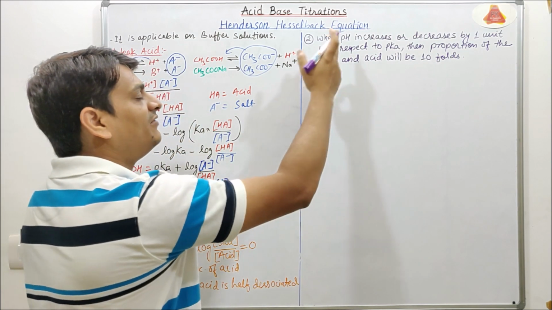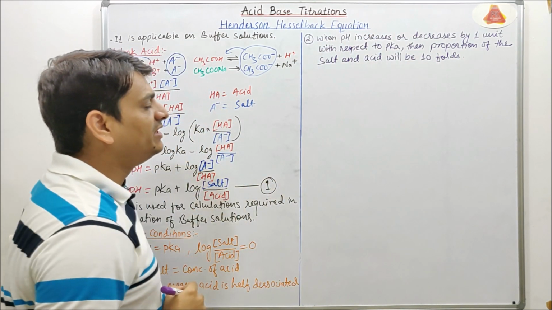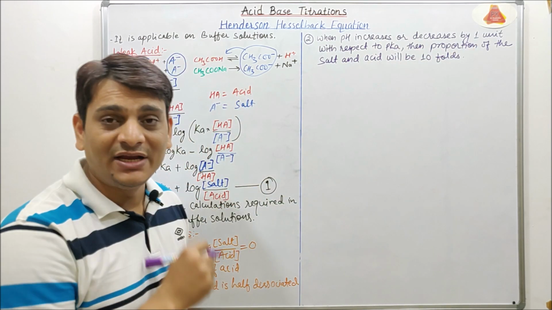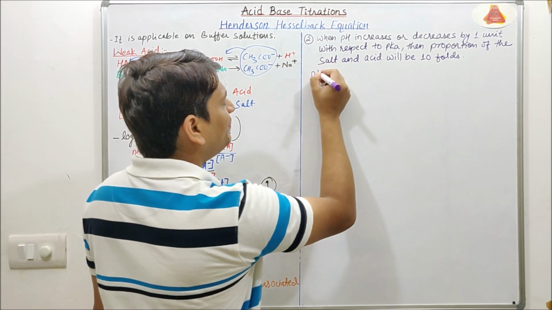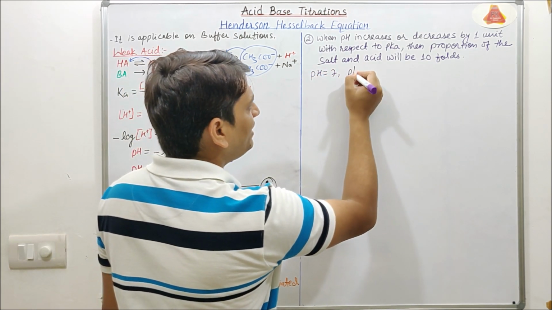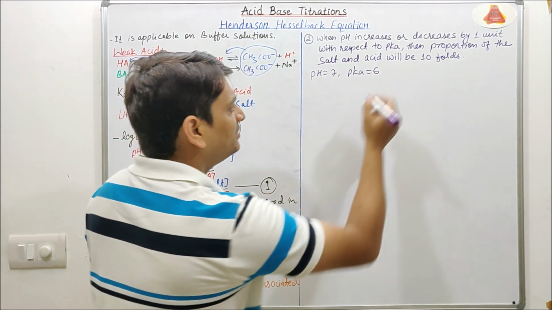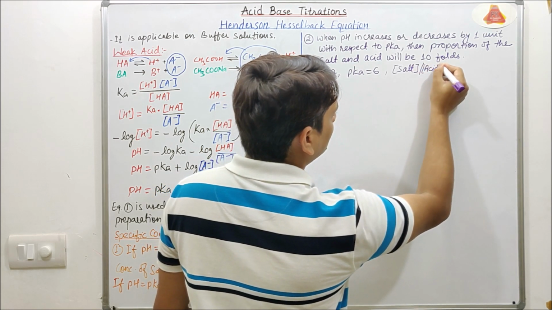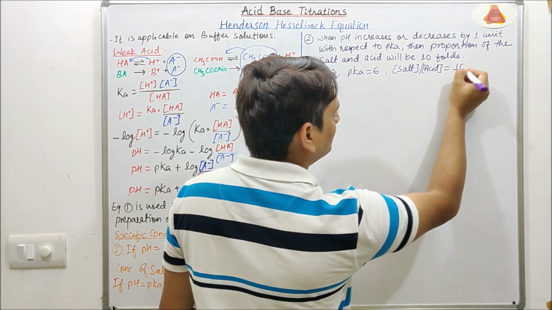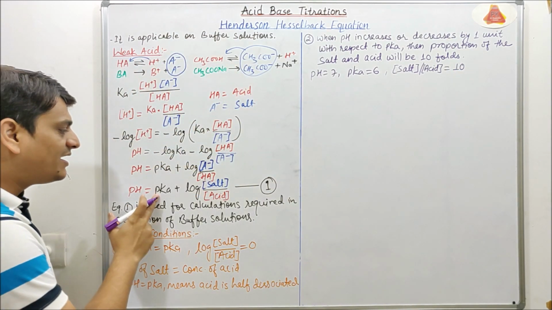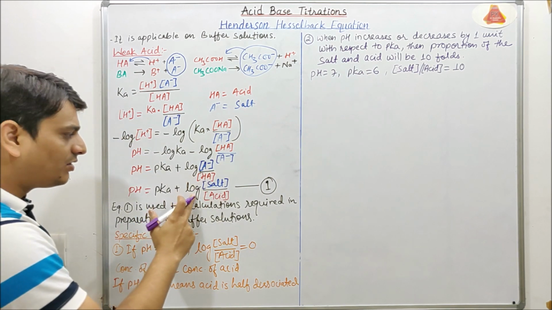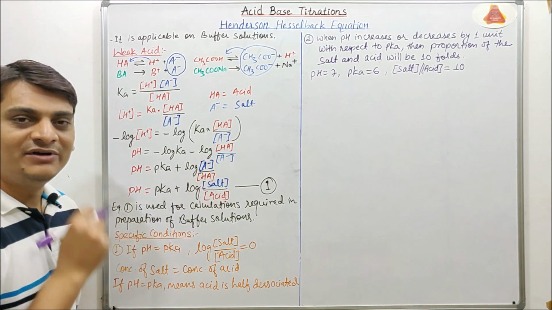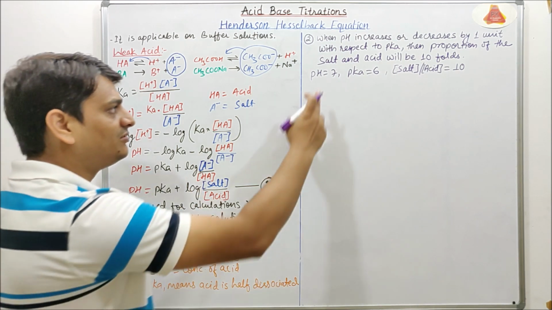So the second condition is that when pH increases or decreases by 1 unit with respect to pKa, then the proportion of the salt and the acid will be 10-fold. For example, we have a pH of 7 and a pKa value of 6. Then the proportion of salt to acid concentration will be 10. It means as per this equation, pKa is equal to 6 and log salt by acid, so here salt by acid is equal to 10, so log 10 will be 1 and 6 plus 1 is equal to 7.